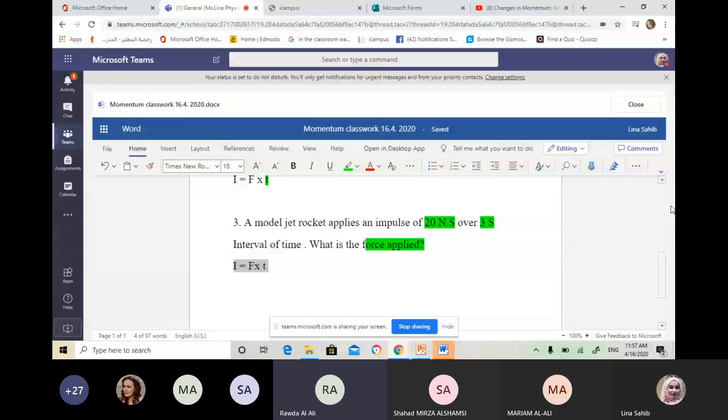Miss, we will have a... Yes. Don't talk together, one by one. Yes, Rawda. Can you repeat? Repeat what? Three? A model rocket. Okay, do it, solve it, send it. Sorry, Miss? Is the force given or the impulse? Yes dear, he gave me the impulse at the beginning.